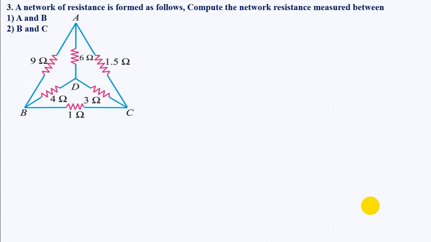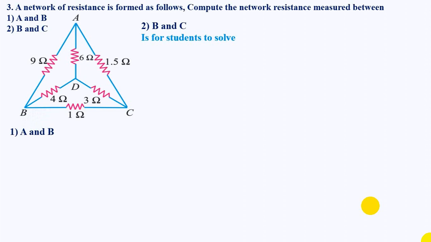Now here you have a small assignment for today. Find the equivalent between B and C, and remember the answer for whatever we solve, for A and B and B and C, whether they are the same or different, we have to see. You have to solve and see. This is for you to solve. So, A and B.